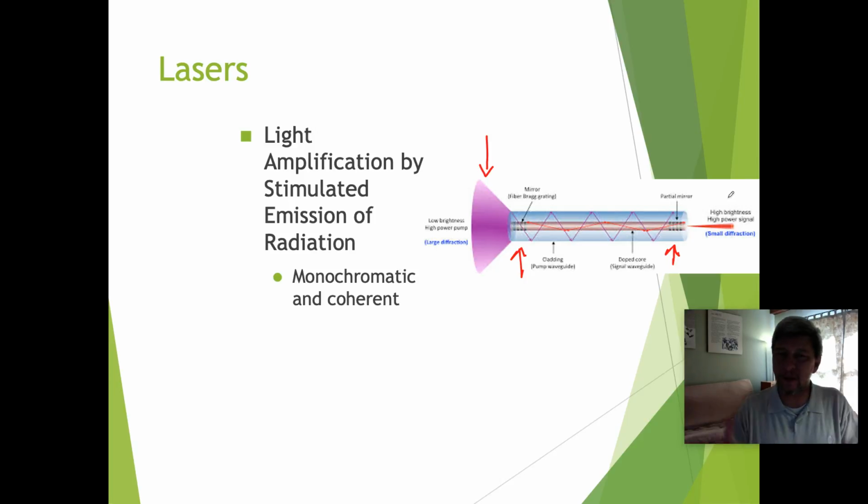Anyway, so that's just a brief introduction to lasers. We will talk about lasers in more detail when we get to the section of the unit on light. Okay? All right, fellas.